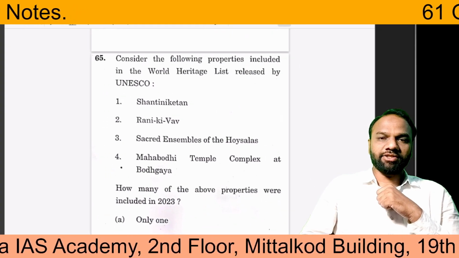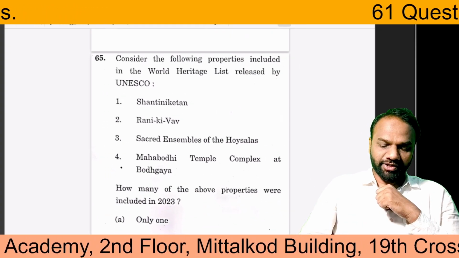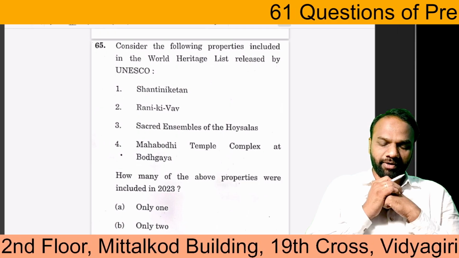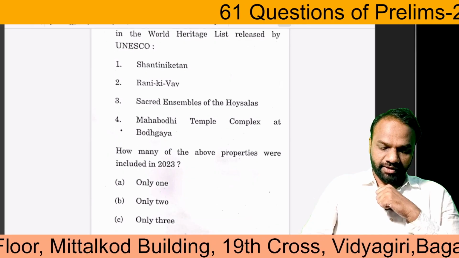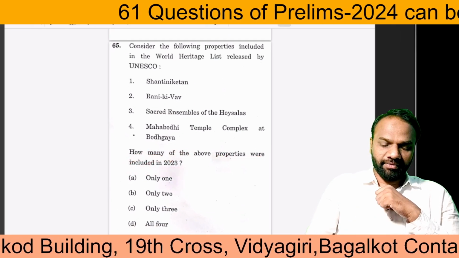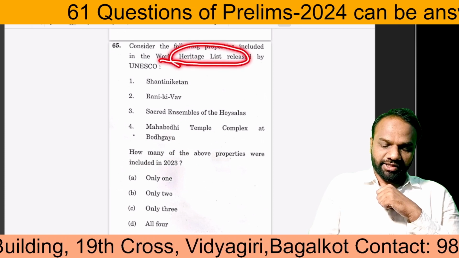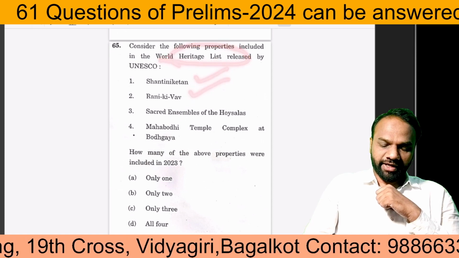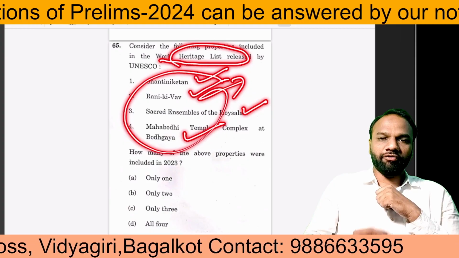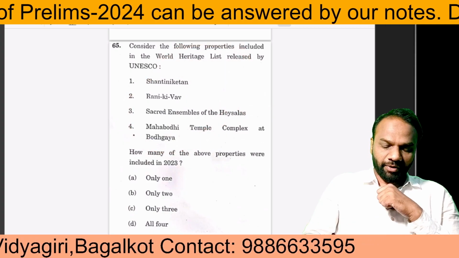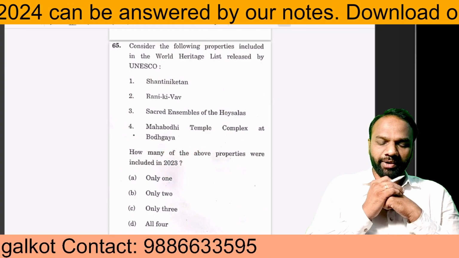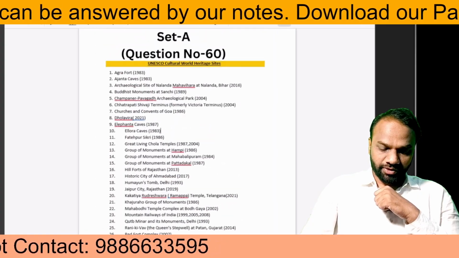Now this time they asked two questions with respect to UNESCO. One is on intangible heritage, another is on which properties were included in the heritage list. Here, how many of the above properties were included in 2023? Santiniketan, Rani Ki Vav, Sacred Ensembles of Hoysala, Mahabodhi Temple Complex. All these sites are part of the UNESCO World Heritage List, but the question focuses on the year 2023: how many of the above were added? Let us look into the source.